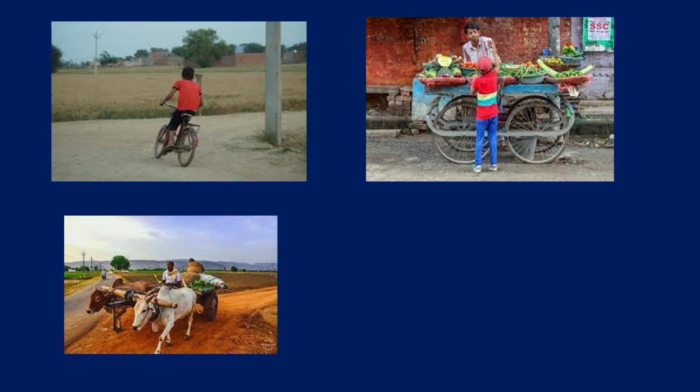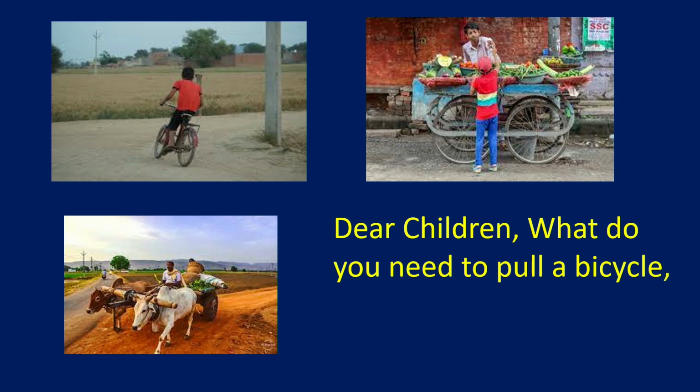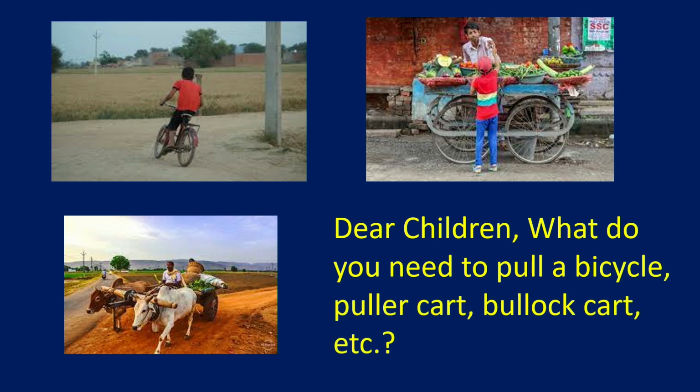Now look at this picture. It is a bullock cart. The main source to drag this bullock cart is bulls. Dear children, what do you need to pull a bicycle, pull cart, bullock cart, etc.?